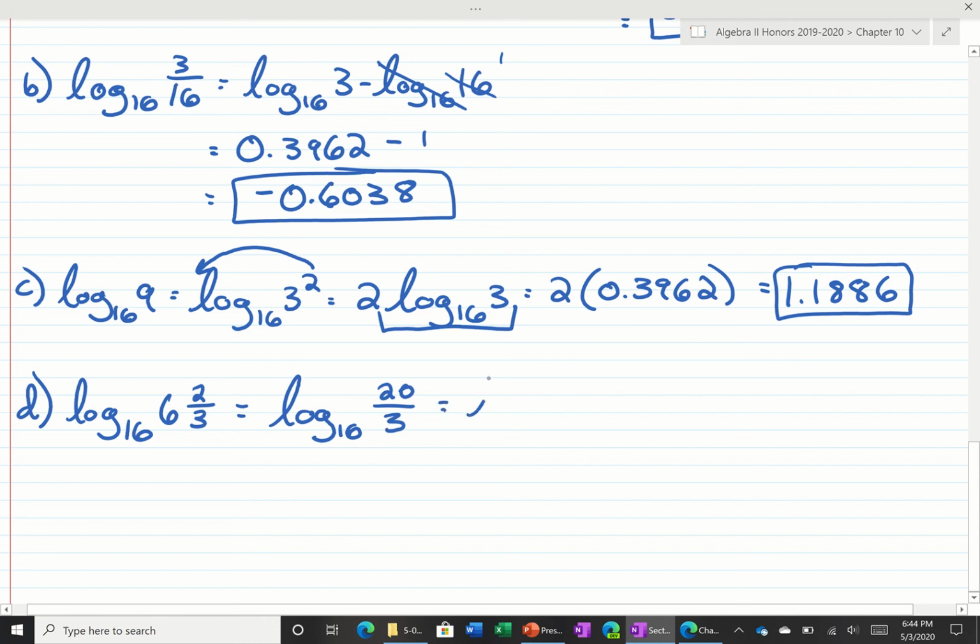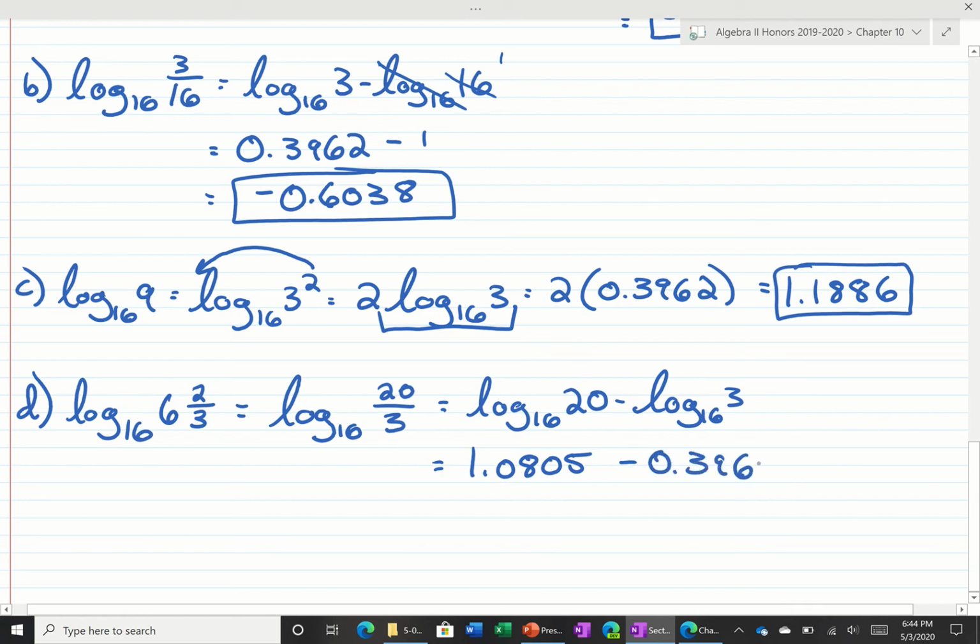Well, this is a quotient property. This is just the log base 16 of 20 minus the log base 16 of 3. I told you what the log base 16 of 20 was. That was 1.0805. Log base 16 of 3 was 0.3962. And if you type that into your calculator, it comes out to 0.6843.